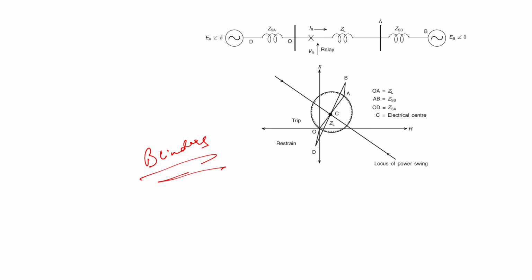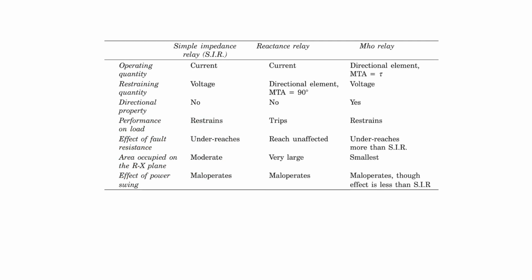So this is all about the different types of relays. Now let us do some comparison of the different types of relays. In this case we have the simple impedance relay. Operating quantity is current and restraining quantity is voltage. Directional property, no. Performance on load, it will restrain. It will be affected by the fault resistance. It underreaches. Area occupied is moderate, and effect of power swing, it will maloperate.